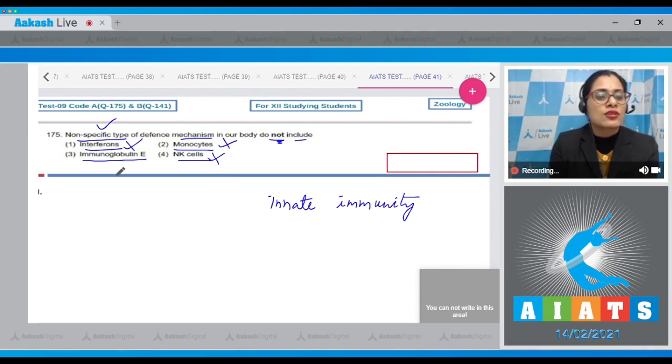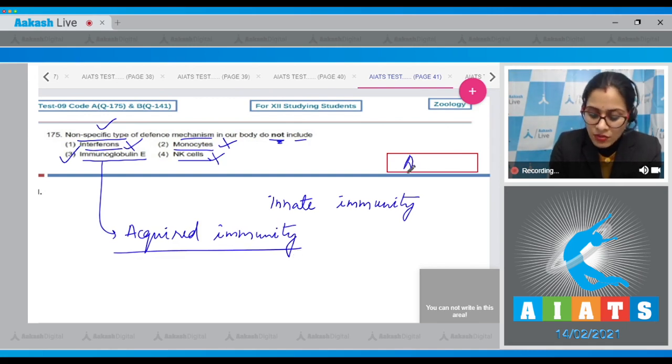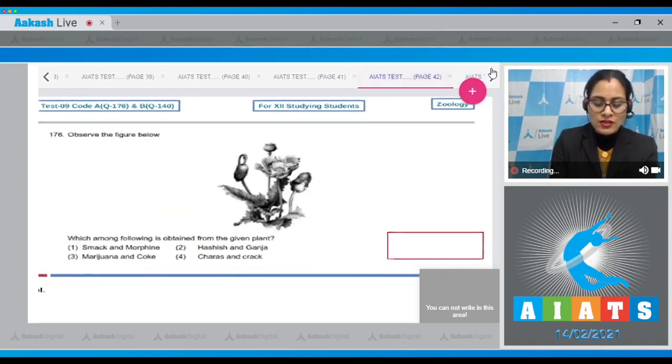And the correct answer to this question is option number 3, immunoglobulin E, which is a part of acquired immunity and is highly specific. So the correct answer to this question is option number 3. Let's move on to the next question.